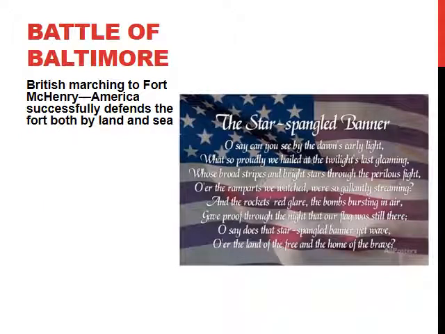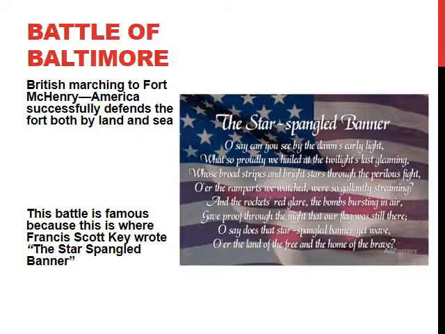One of the most famous battles of the War of 1812 was the Battle of Baltimore. The British were marching to Fort McHenry, located in Baltimore, and America successfully defended the fort from both land and sea. The reason why this battle is so important and so famous is because this is where Francis Scott Key wrote the Star-Spangled Banner.